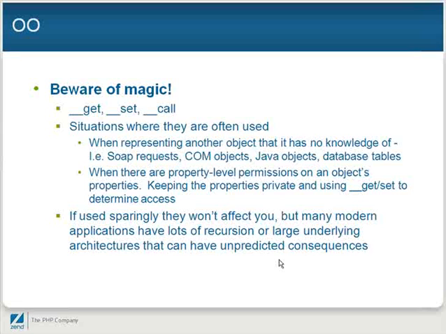They're often also used when you're using some kind of an object that has no knowledge of any kind of underlying functionality. So some examples of this could be SOAP requests or COM objects, Java objects, or even database tables if you're using database abstraction. Just be aware that if you have a complex data model and you're using get, set, and call an awful lot, when your data set starts to expand, you could see some significant impacts on the performance of your application, and also because of that, limiting the overall scalability of your application.